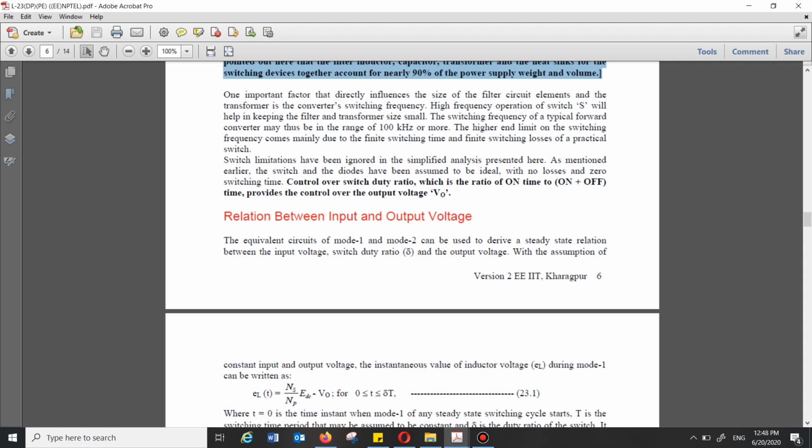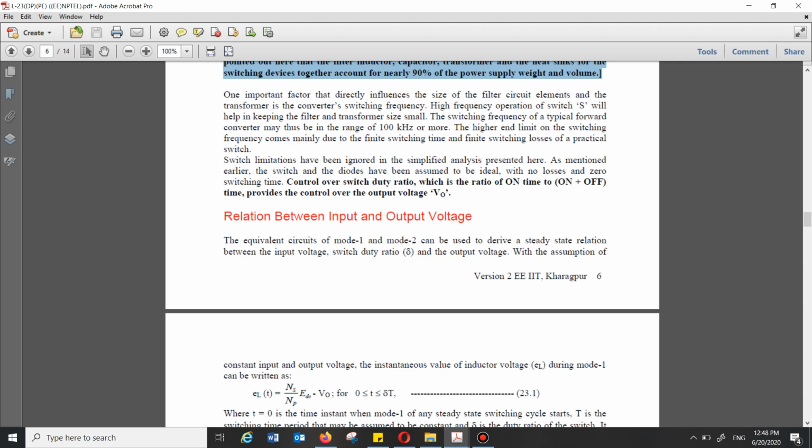Switching frequency of the typical forward converter may thus be in the range of 100 kHz or more. The higher end limit on the switching frequency comes mainly due to the finite switching time and finite switching losses of a practical switch. Yeah, there is a trade-off when you keep on increasing the frequency, then there is a switching loss, which you also need to take into account. Now, switching limitation has been ignored in the simplified analysis, as the switch and the diode are assumed to be ideal with no losses and zero switching times.